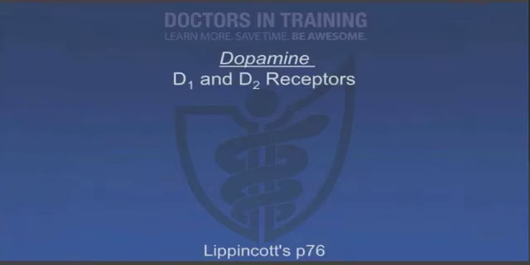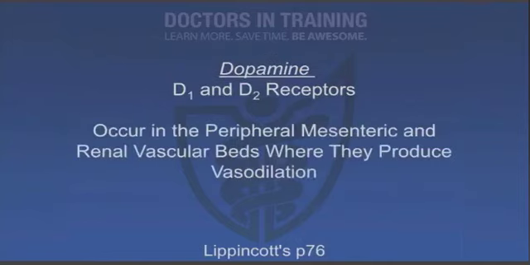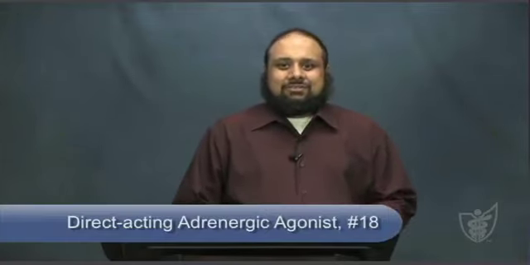Now, I'm going to mention the dopamine receptors here. D1 and D2 dopaminergic receptors occur in the peripheral, mesenteric, and renal vascular beds where they produce vasodilation. So you administer dopamine, and in the mesentery and in the vascular beds of the kidneys, you're going to produce vasodilation. This is super important when we start talking about the actions of dopamine.